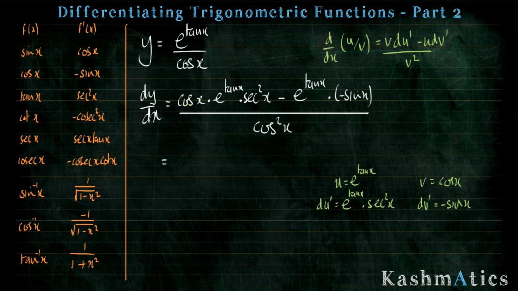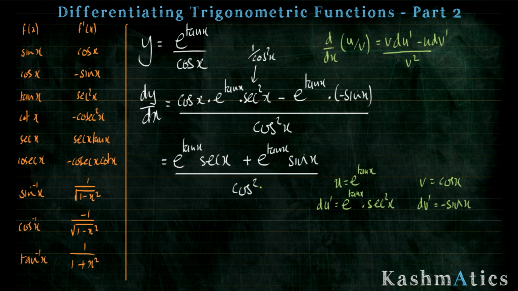So I did say we can simplify this first term, right? Sec squared x is 1 over cos squared x. This cos x is going to cancel with one of these cos x's and leave me with just sec x. So the top term there just becomes e to the tan x sec x, take away, well, this is going to be a plus actually because it's got a minus here and a minus here, e to the tan x sin x, all divided by cos squared x.